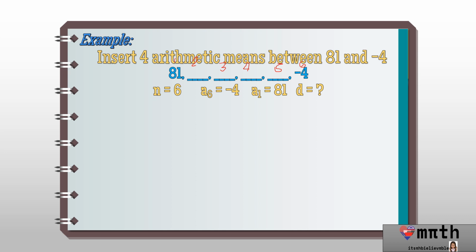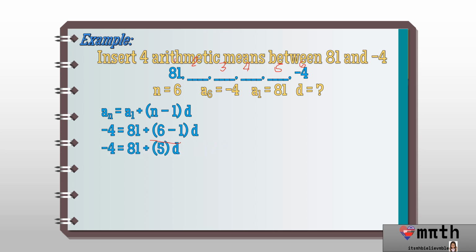Then we're going to look for the value of the common difference, which is d. Using again the formula a sub n is equal to a sub 1 plus n minus 1 multiplied by d, let us substitute the values of the given. So that will be negative 4 equal to 81 plus 6 minus 1 multiplied by d. In here, we're going to simplify 6 minus 1 inside the parenthesis. So that will be 5. So 5 times d, that will be 5d.